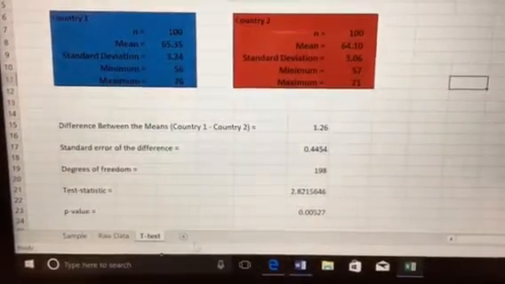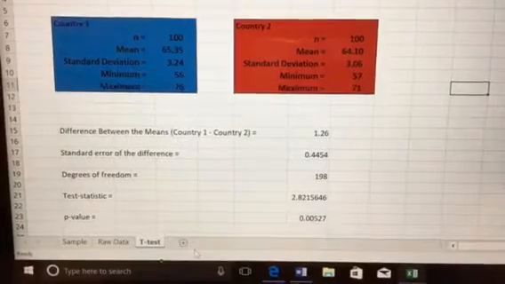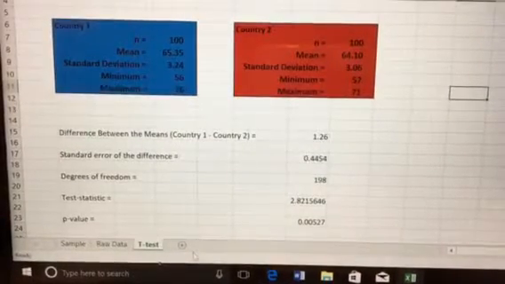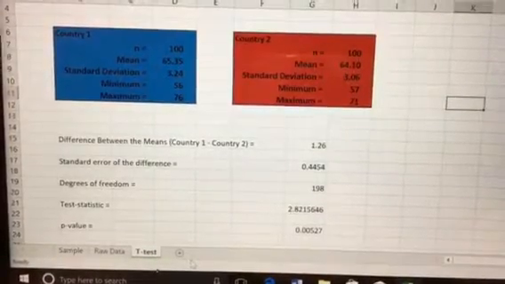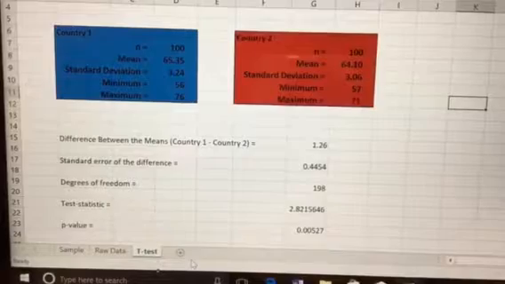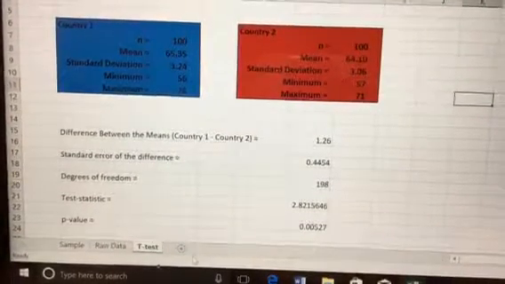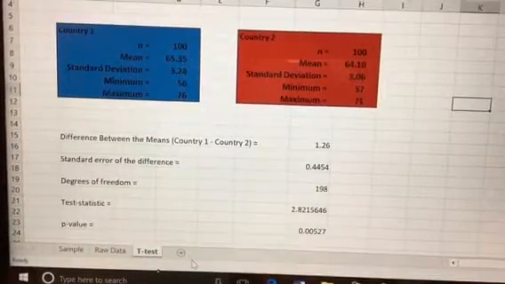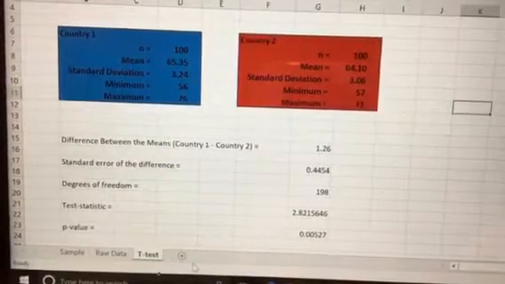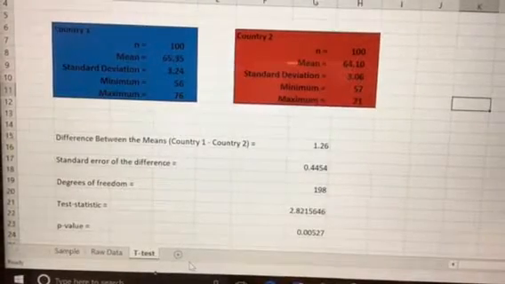You can see all the data is still there. So the difference between the means from Denmark to the United States is 1.26. You can see the standard error of difference is 0.4454. There are 198 degrees of freedom because each independent country has 99, so you add those together, you get 198. Our t-stat is 2.82156646, which I rounded off to 2.82. And the p-value is 0.00527.